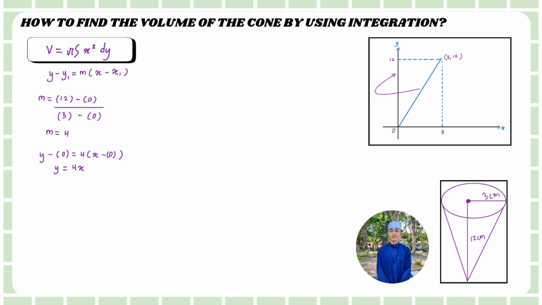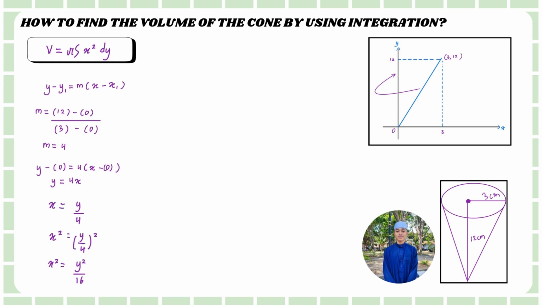So we got m equals 4. Then, we substitute the value of m into the linear equation formula at the origin point. Then, we got y minus 0 equals 4 multiplied by (x minus 0) in a bracket. So we got y equals 4x. So that is the linear equation. Then we will make x the subject. So x equals y over 4. Then we must square both sides. So we got x squared equals (y over 4) squared. And the final is x squared equals y squared over 16.